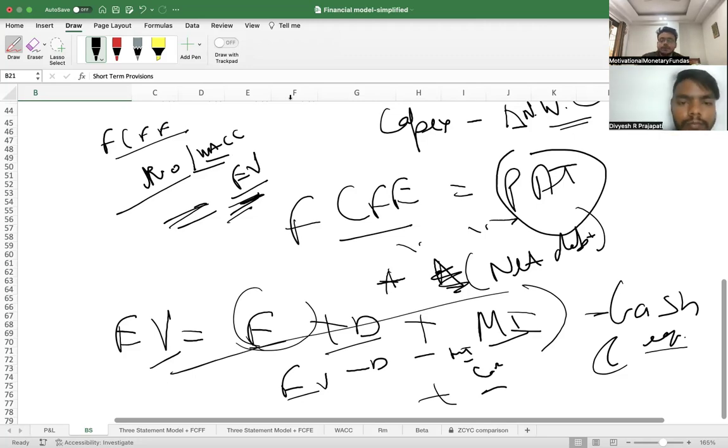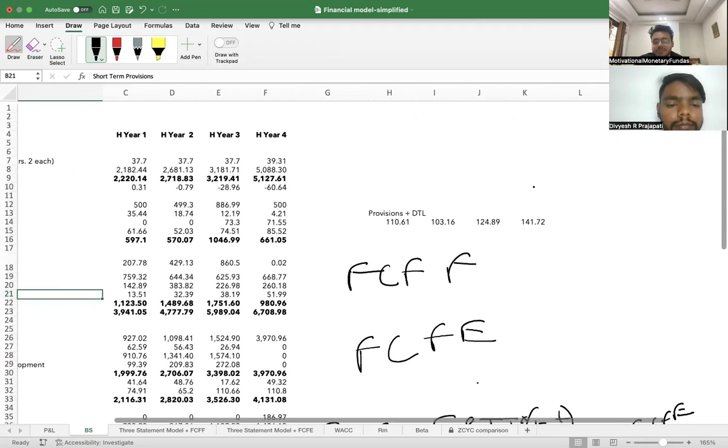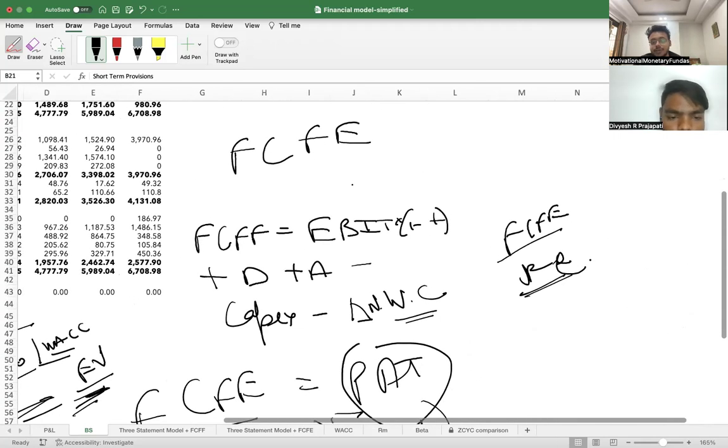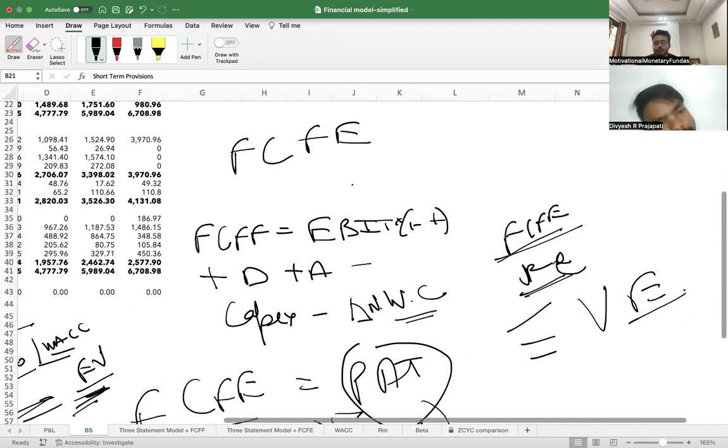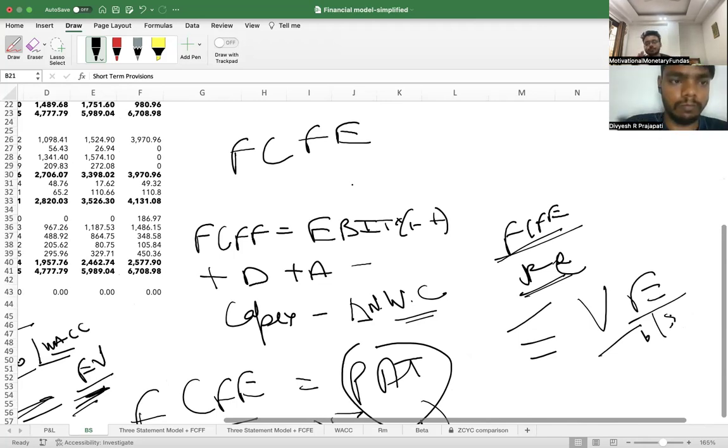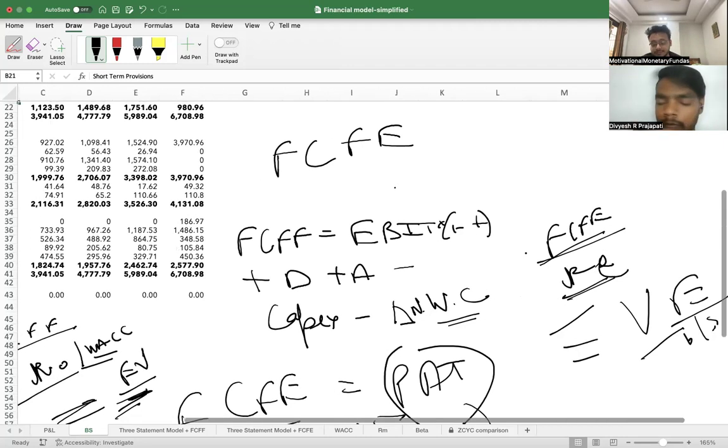Correct? But when you are calculating by using FCFE, free cash flow to equity, you are dividing it by the cost of equity. So what you get here is the value of equity only. You do not get enterprise value here. Consistency. And simply you divide it by the outstanding shares to get the intrinsic price of a share. So FCFF will always give you the enterprise value, and you'll have to adjust that enterprise value with the debt, minority interest, cash and cash equivalents to get the equity value. But FCFE will always give you the value of equity.